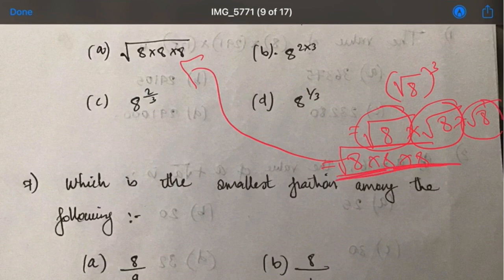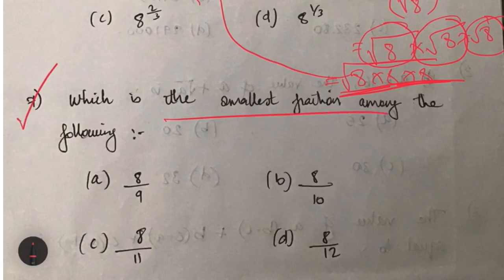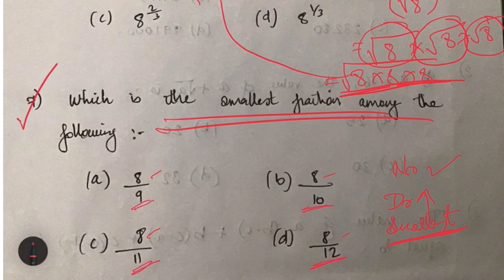Okay, coming to the next one, which of this is the smallest fraction among the following? Guys, if you look at the options, you can see the numerator of all these fractions is the same. If the numerator remains the same, the number with the higher denominator will always be the smallest number. So which are the denominators here? 9, 10, 11, 12. So the highest denominator is 12, which is definitely the smallest one among these fractions. Okay, so let's go to the next question.